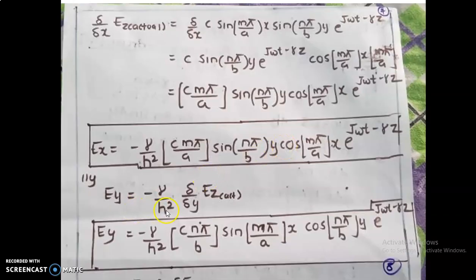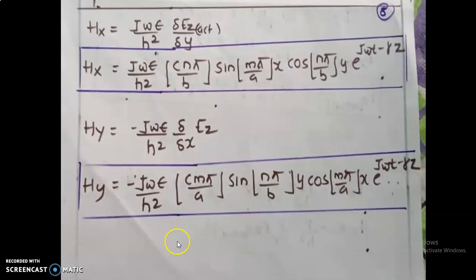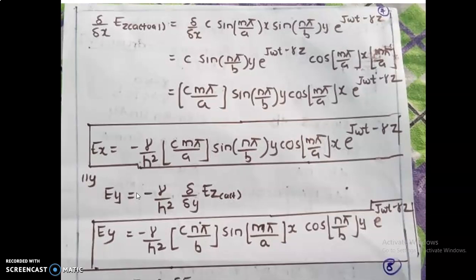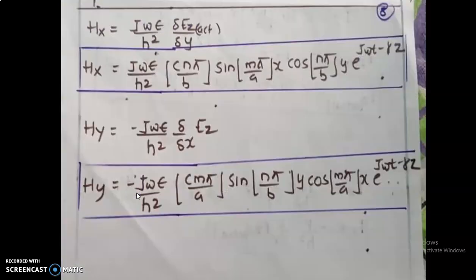Similarly, you have to go for Ey also. Again, you have to do the partial differentiation with respect to y. This is partial differentiation with respect to x and this is with respect to y. Again, you substitute in Ey. You have to find Hx also. As we got Ez actual, you just keep on substituting in Ez and partially differentiate. Once you partially differentiate, you are going to get Ex, Ey, Hx and Hy, and this is our main goal for finding that TM mode.